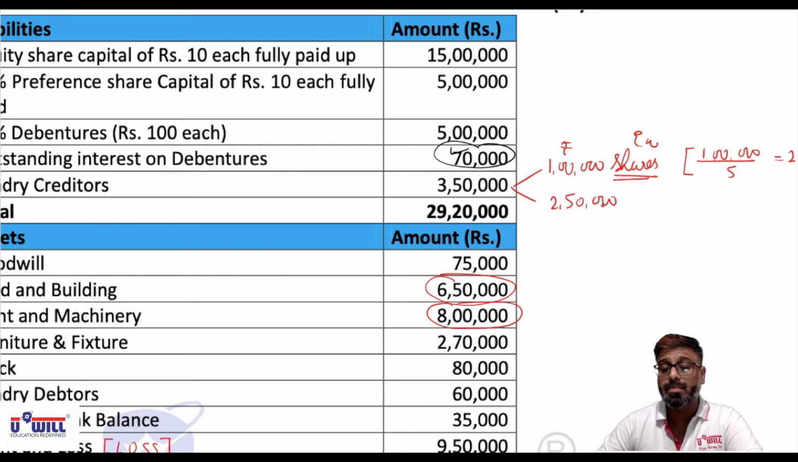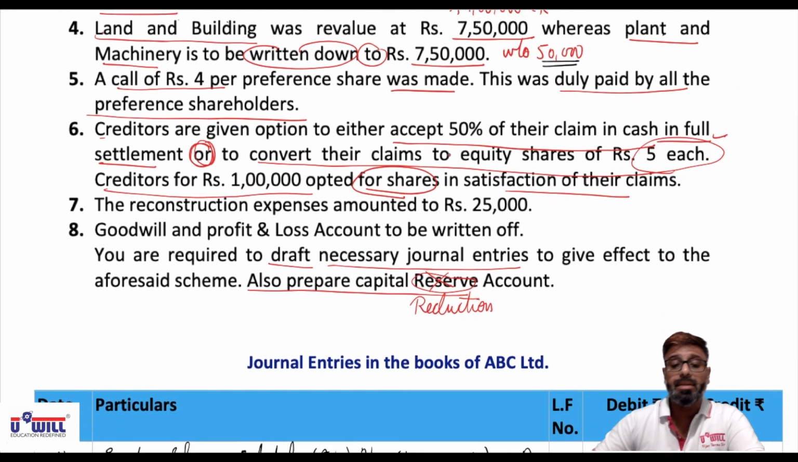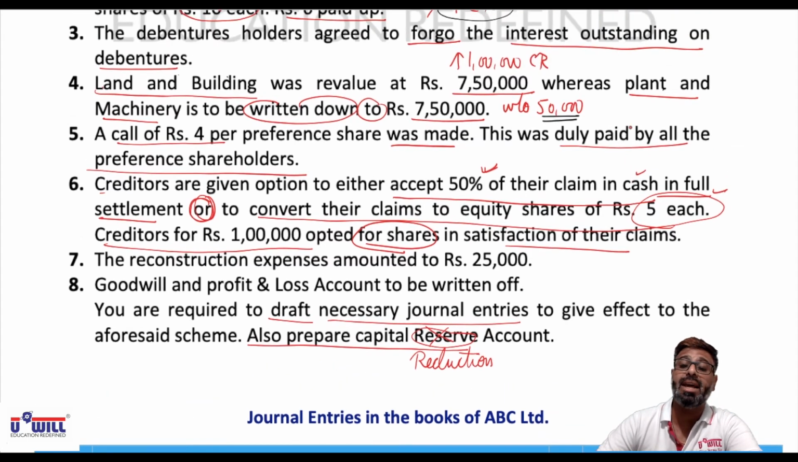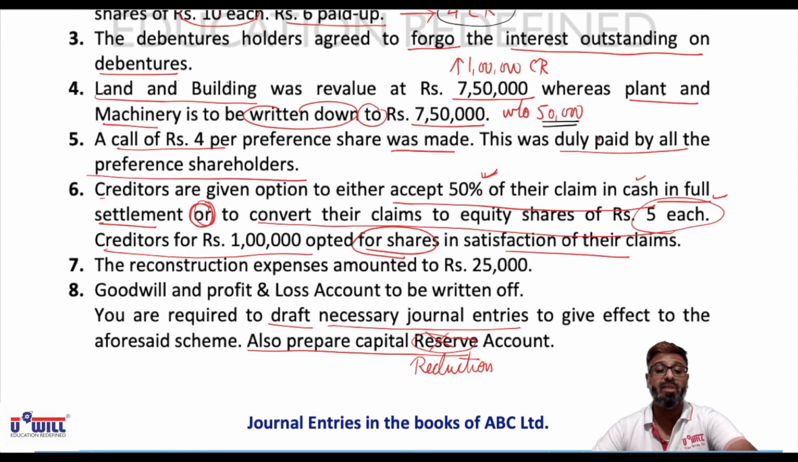2,50,000. Now nothing is mentioned, and creditors are given two options. Either they take 50% of their claim in cash in full settlement, or convert them into equity shares of 5 each. Now when they say creditors for 1 lakh have opted for shares in satisfaction of their claims, it is quite obvious that the remaining have taken cash. They are given two options.